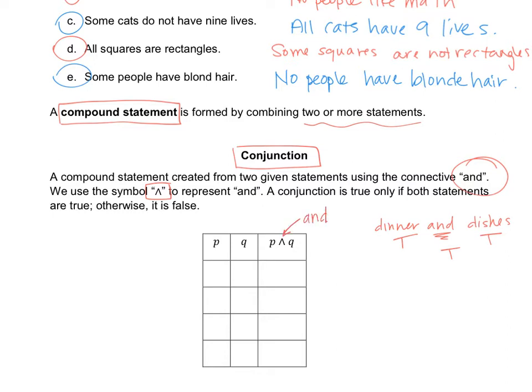We want to write all the different ways that our P could happen. P could be true and Q could be true. Or P might be true and then Q could be false.